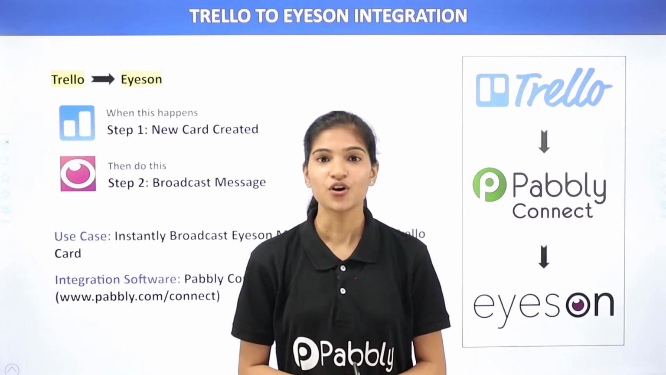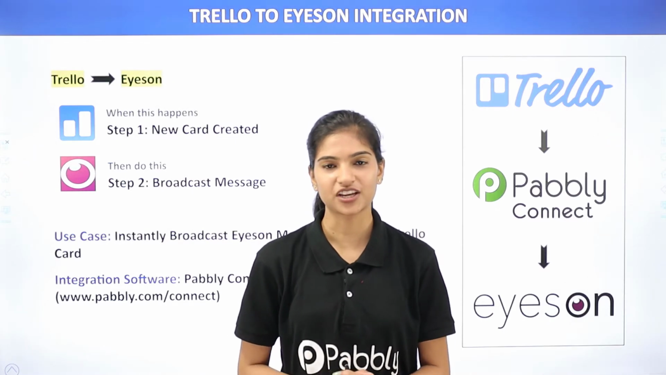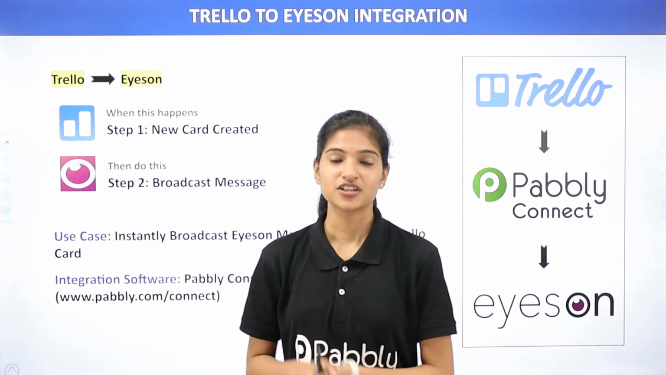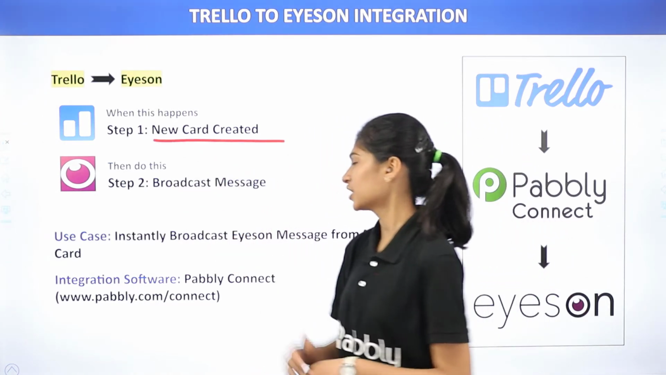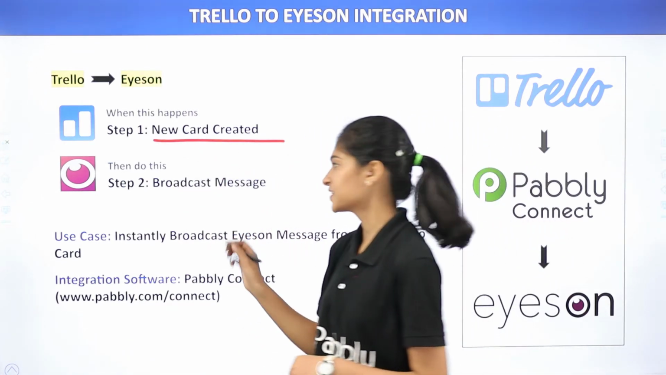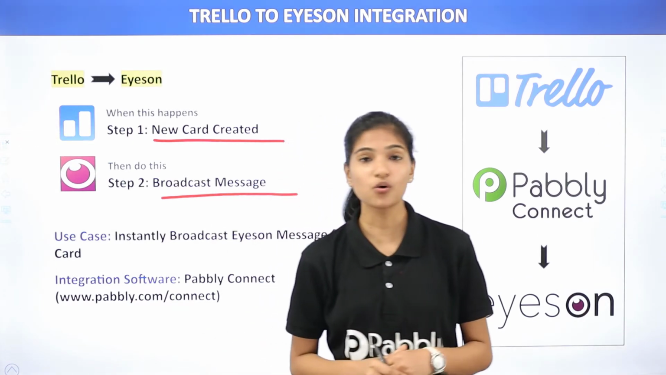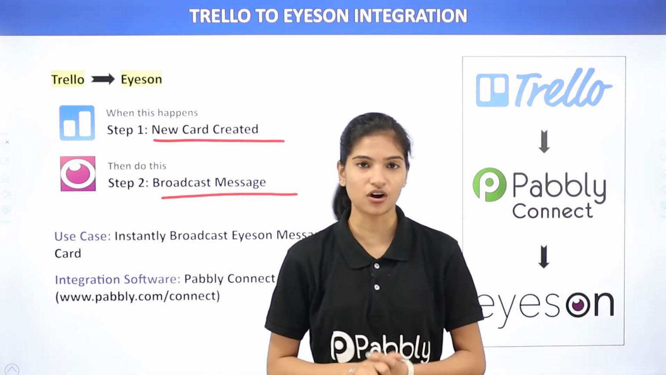Today in this video, we are going to integrate two software applications, Trello and Ison. So the use case here is, whenever a new card is created in Trello, automatically broadcast a message in Ison. Now let us know what these two software applications are all about.